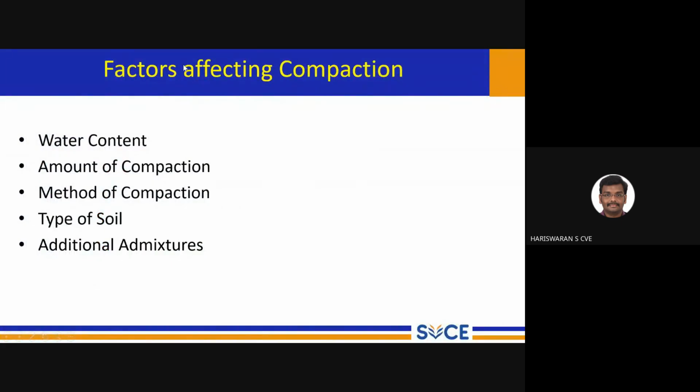The different factors are the water content available in the natural soil, the amount of compaction we are providing, the method we are applying for the compaction, the type of soil we are compacting, and whether there are any additional admixtures we are adding. These are the different factors that will affect the end result of the compaction.